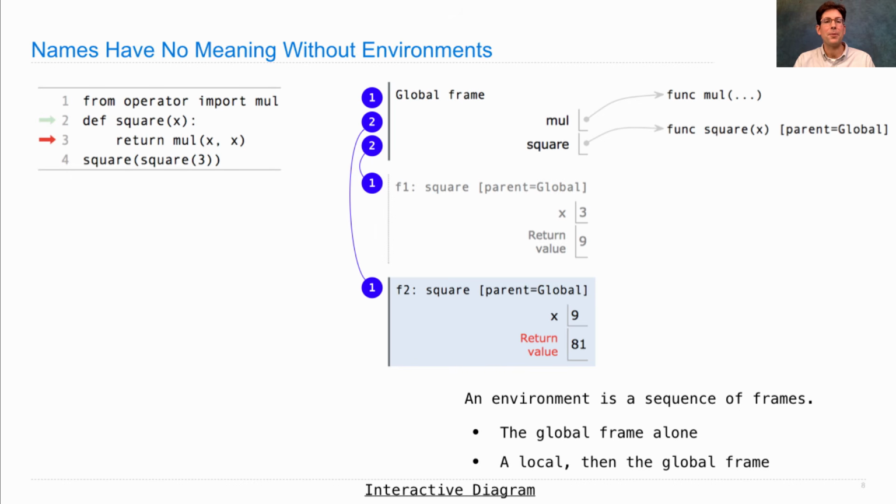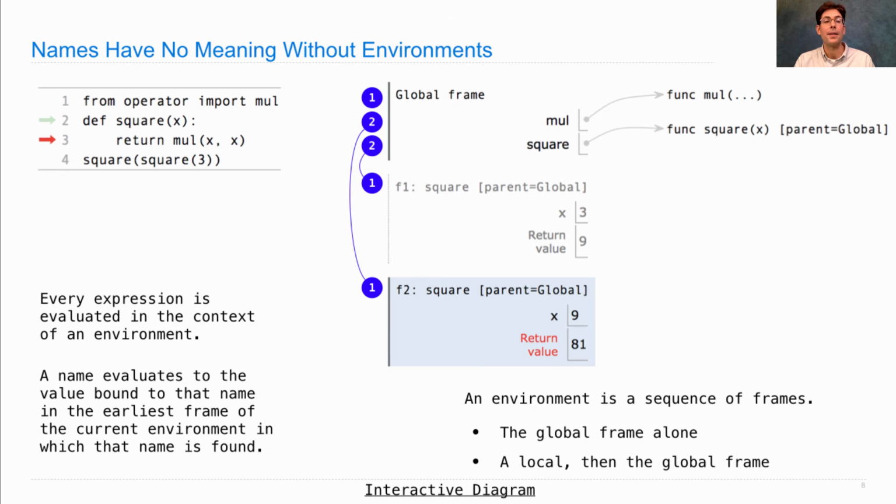A very important point is that names have no meaning without these environments. These are the things that endow mul and x and square with some sort of meaning, some value. Every expression is evaluated in the context of an environment, which allows us to figure out what names mean, and a name evaluates to the value bound to that name in the earliest frame of the current environment in which that name is found.